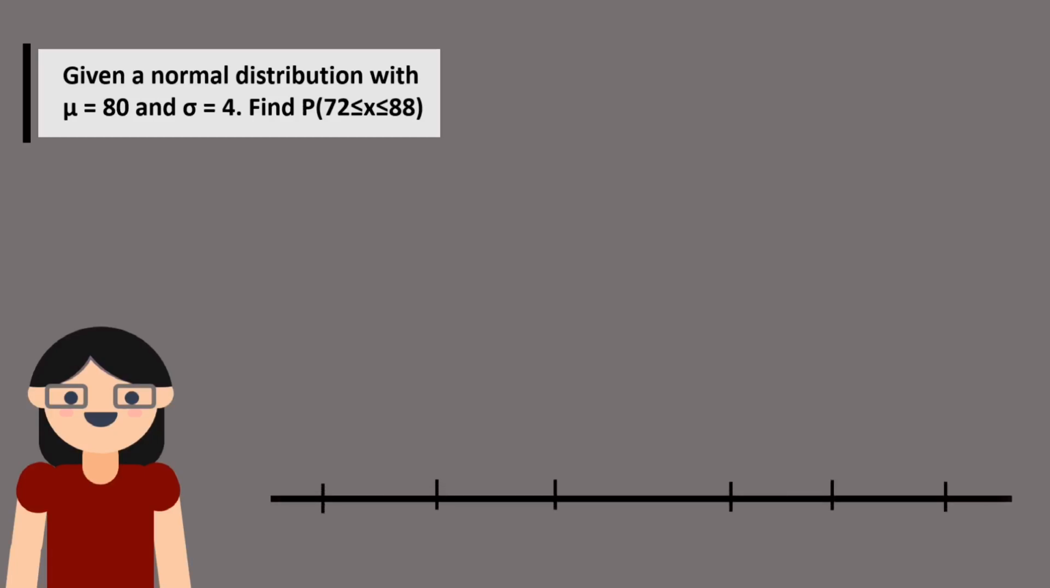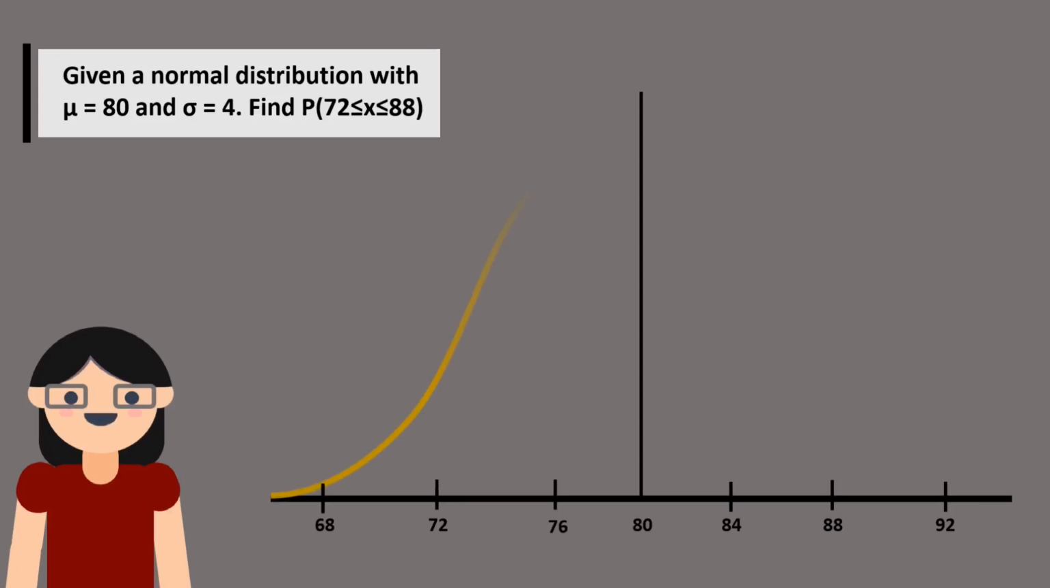Now let us sketch the graph first. As you can see, we have the mean of 80 and 1 standard deviation above the mean means that we should add the standard deviation, which is 4, and that's going to be 84. 1 standard deviation below the mean will be 76 because we subtract 4 from the mean 80. Then 2 standard deviations above will be 88 and below will be 72. And 3 standard deviations above will be 92 and 3 standard deviations below will be 68.